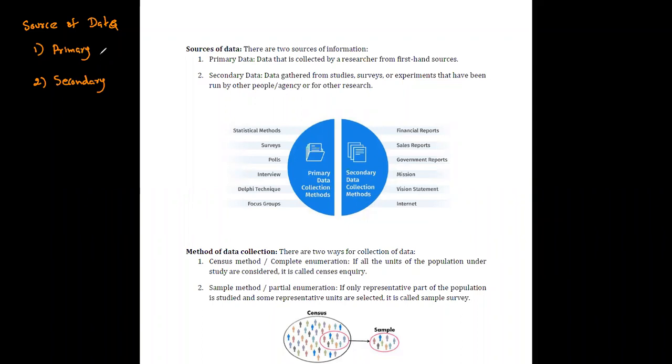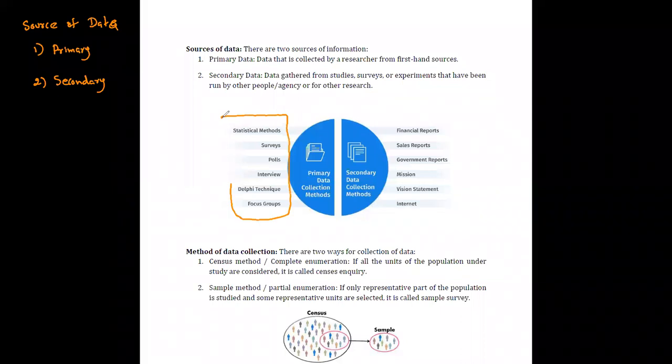First hand data is considered primary data. In other words, a researcher collects data from first hand sources.